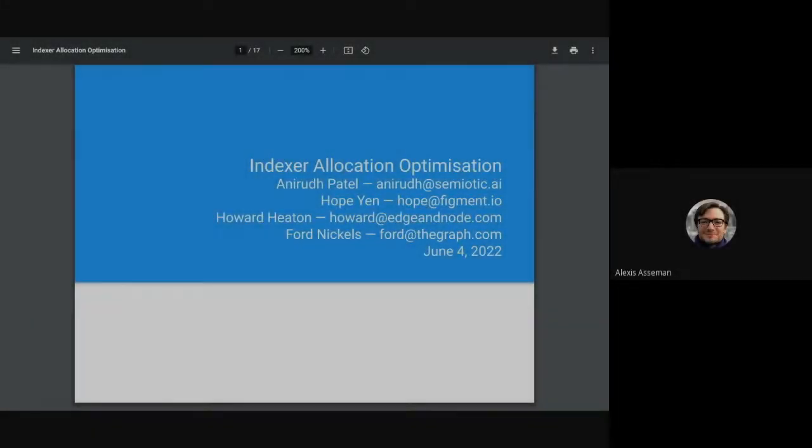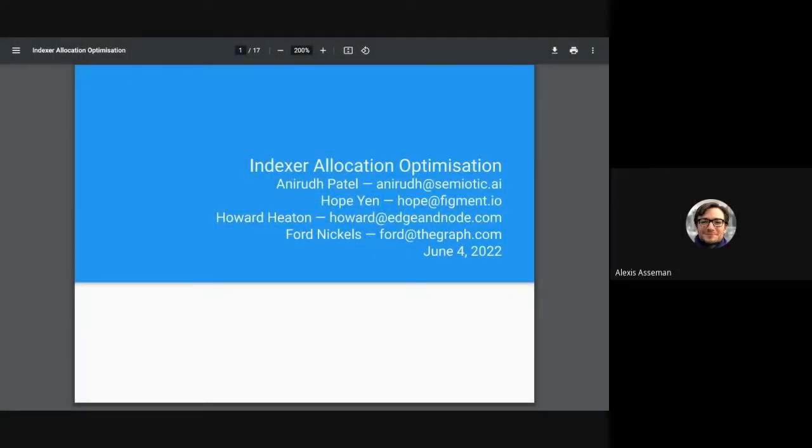So we're pretty short on time. This is going to be quick. I'm trying to get through the slides pretty quickly so we can get to the demo at the end that Hope's going to show off.